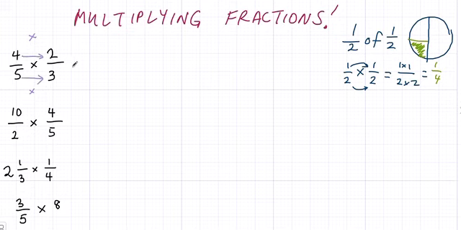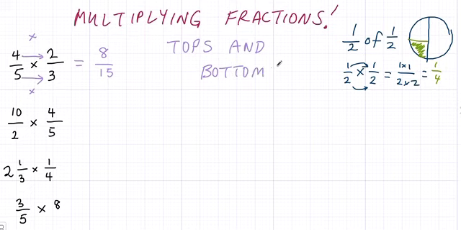Tops, bottoms. Okay, so we've got 4 times 2, which is 8. 5 times 3, 15. Done. Easy. You might want to simplify this if you can. This one you can't. There's nothing that divides into both of those. We're done.